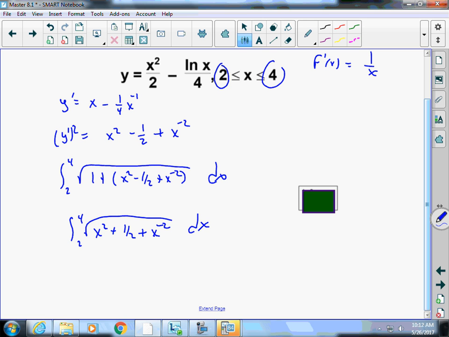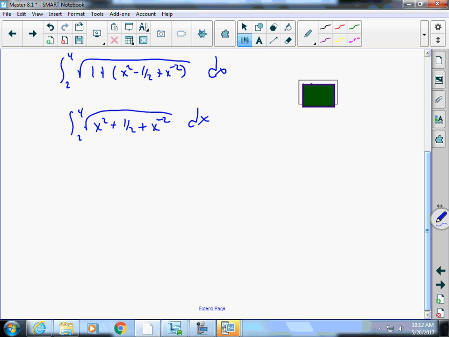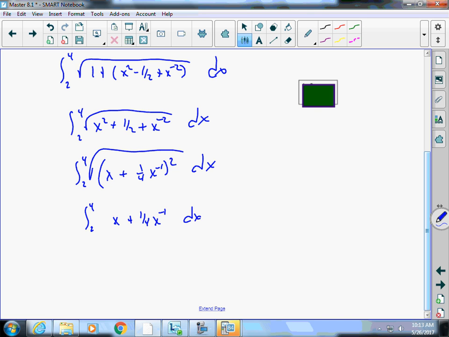dx. Hopefully from the last one we can see that this again is a perfect square trinomial. And you should hope that these are going to factor. If I'm asking you to do this on the test, they should factor into something that you can work with. So this is x plus 1/4 x to the minus 1 quantity squared dx. Since the whole thing is being squared and I take the square root, I can just drop the square root symbol. X plus 1/4 x to the minus 1 dx.